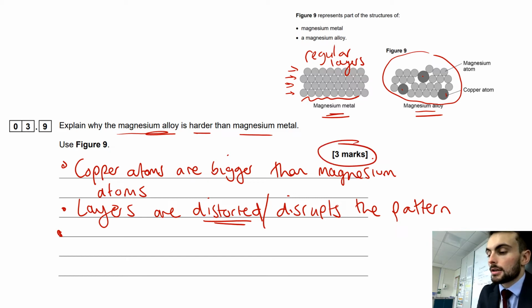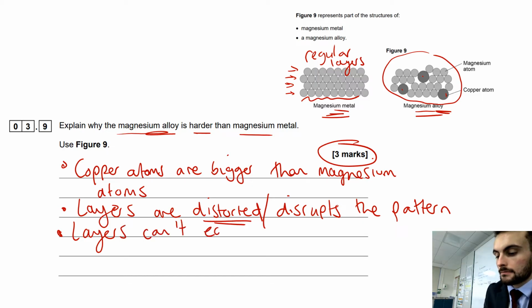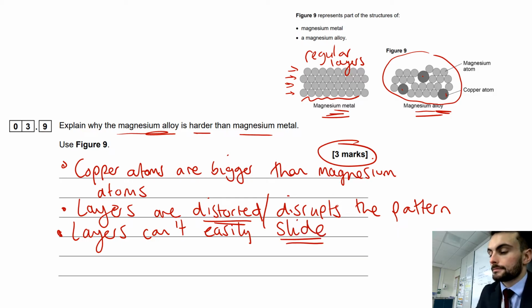And then finally, because we're talking about 3 marks, we're going to have to say 3 things. Therefore, what can the layers not do in an alloy that they can do in a pure metal? Layers can't easily slide. Need that keyword, slide.